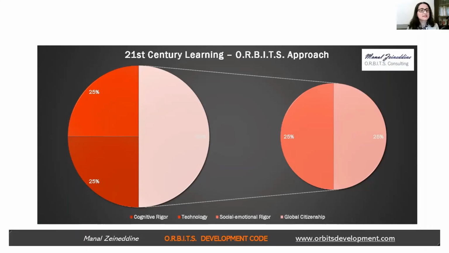The model has four equal elements: cognitive rigor, technology, and I mean digitalization here, social emotional rigor, and global citizenship. You will see that even global citizenship is tailored to the O.R.B.I.T.S approach. So it's not just the global citizenship that we know about; it is more tailored to conscious learning and being.